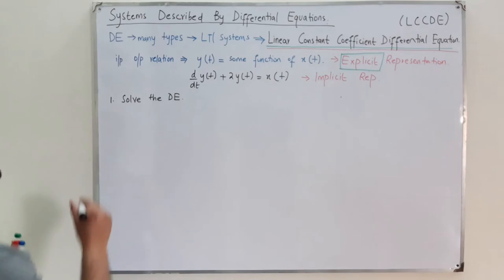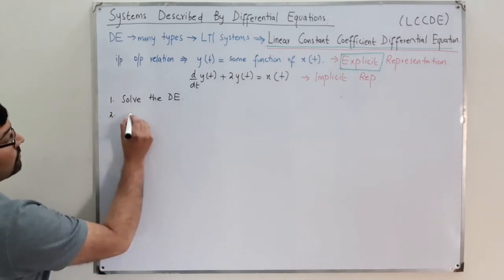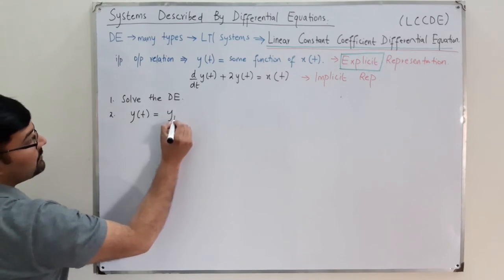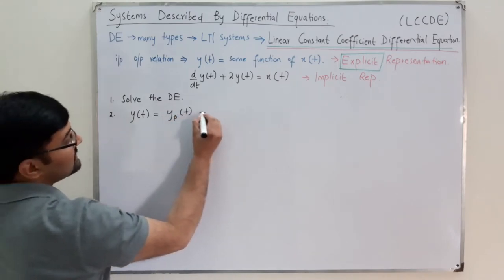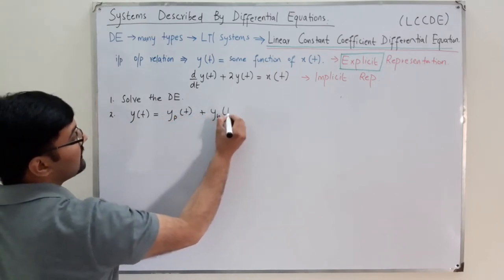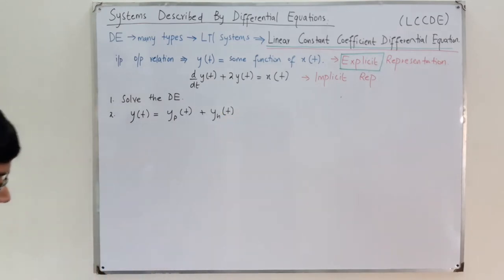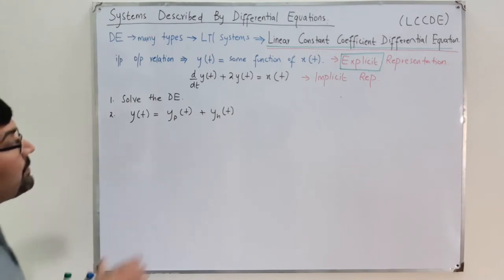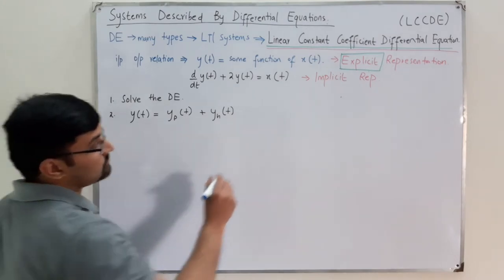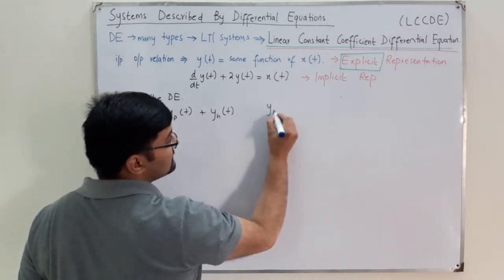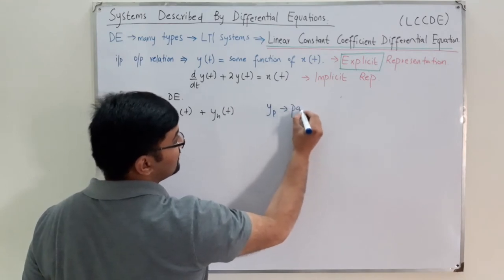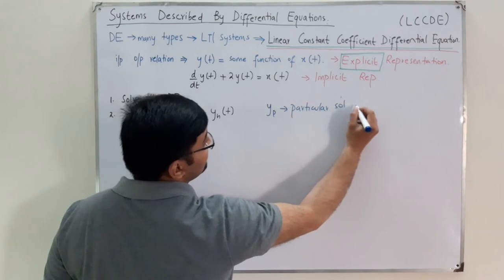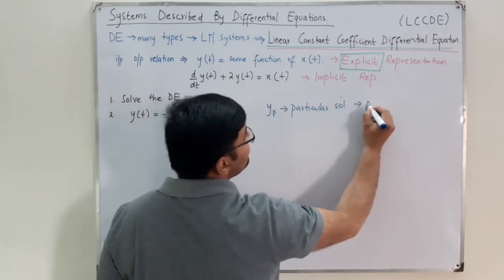You know that the solution y of t is equal to yp of t plus yh of t. The solution to the differential equation is a sum of the particular solution and the homogeneous solution. Yp is the particular solution, and a particular solution means that it is a solution for a particular input.